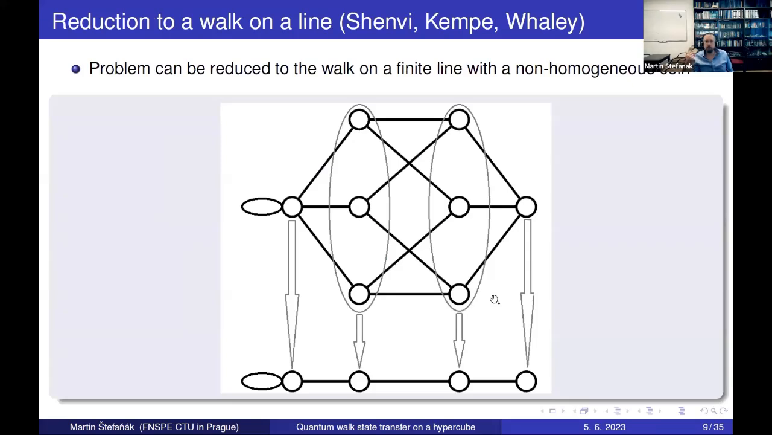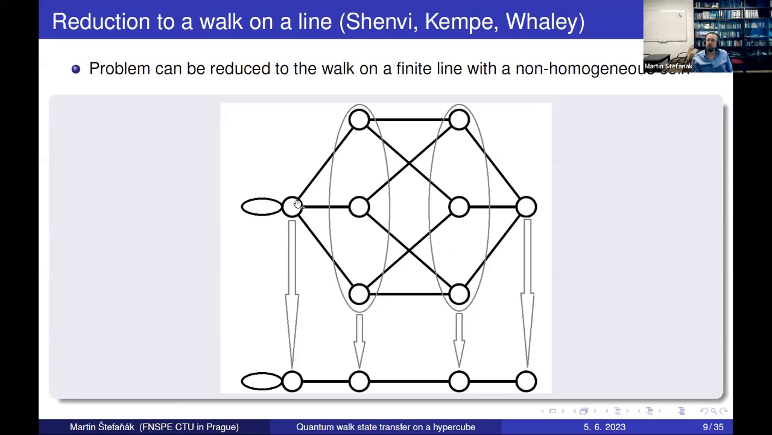Before we get to that, we do this dimensional reduction of the problem. And it follows the same idea that was actually done, I'm afraid, almost 20 years ago by Shenvey, Kempe, and Whaley, who first investigated the quantum walk search on the hypercube in the discrete time setting. They just haven't considered the loop on the marked vertex. The loop somehow makes it, as Thomas Wong showed, simpler, or the evolution of the success probability is smoother, nicer than without the loop.